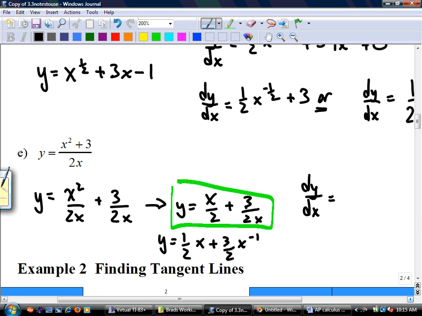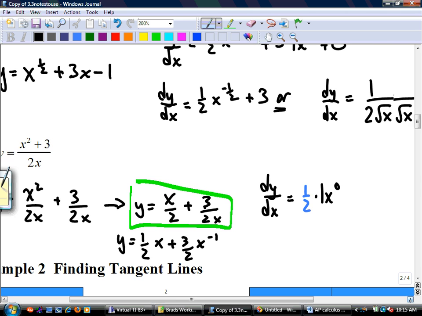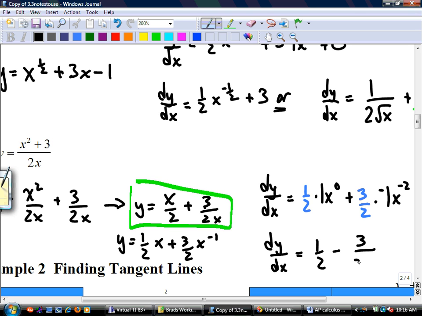how many steps do you want this in? Just one in the answer, or none? One in the answer? So just copy the half down, times 1x to the 0, plus, copy the 3/2 down, and then it's negative 1x to the negative 2. Now you got to remember that it's not a minus, it's a negative, right? So maybe we'll put it up here as a negative so we don't forget. So dy over dx equals 1/2 minus 3 over 2x squared. How does that sound? Yeah?